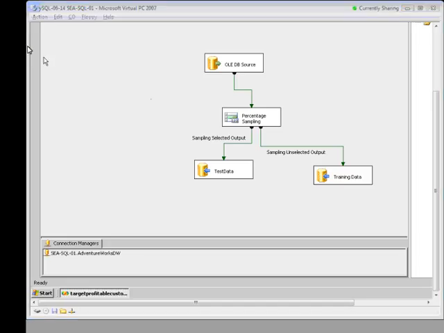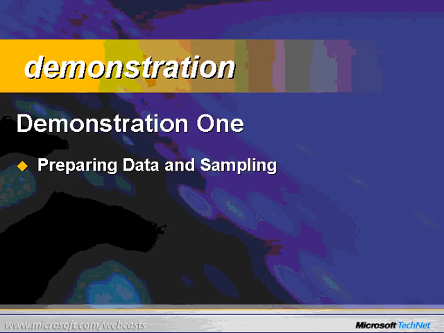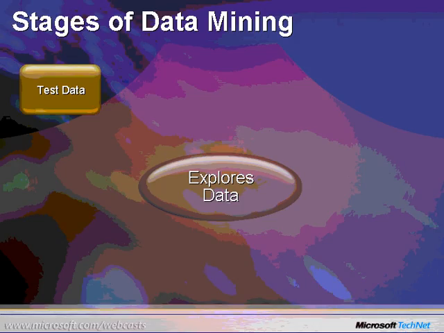So let's go back to the slides here for a couple of minutes. Again, in that demonstration, we took a look at how to prepare data and sampling of that data for our first data mining exercise. So next we're going to take a look at the stages of data mining. There are 3 main stages of data mining. The first is the exploration of data.